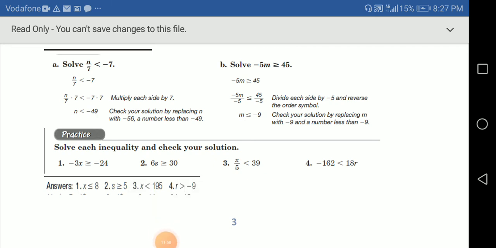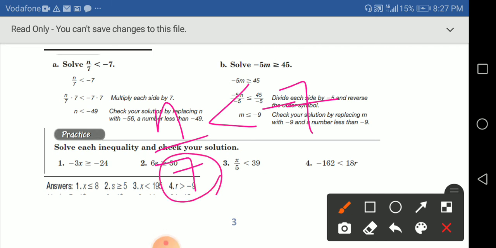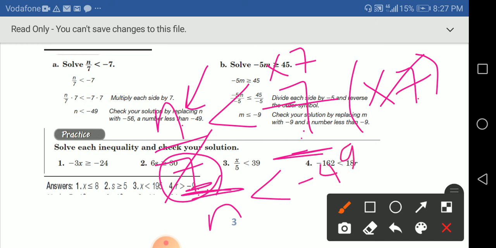Okay, so how can I solve this one? n over 7 less than negative 7. I want to get rid of the denominator. I need to get n alone. So instead of division, I will do the inverse, which is multiply. I will multiply both sides by 7. When I multiply 7 times n over 7, the 7 goes with 7. What about 7 times negative 7? It's easy. It gives me negative 49. So n less than negative 49.